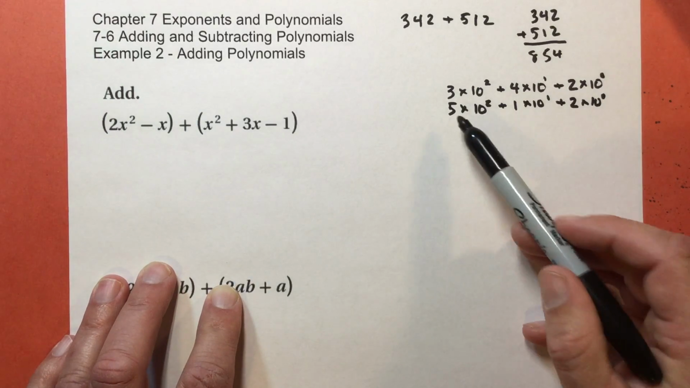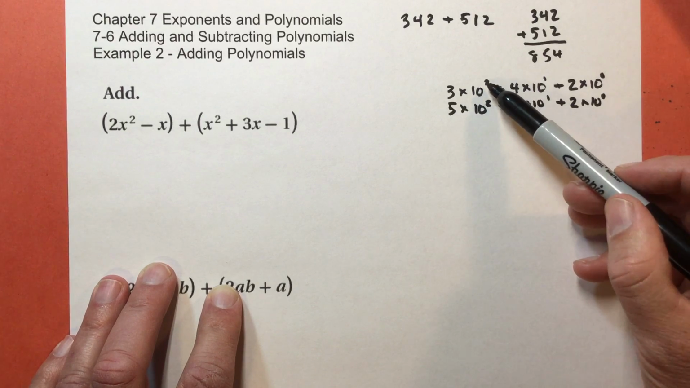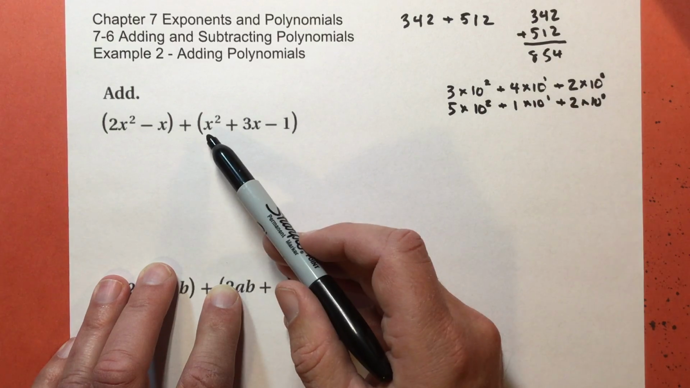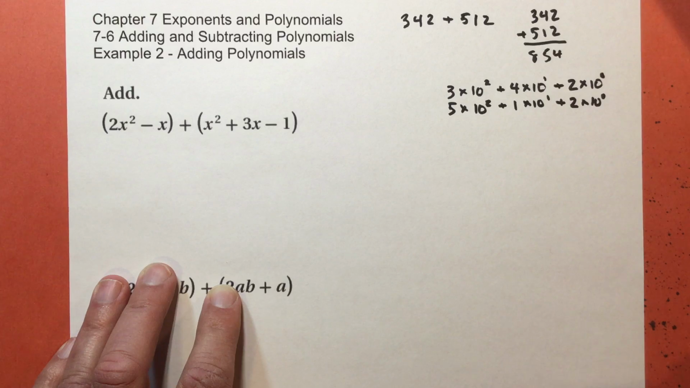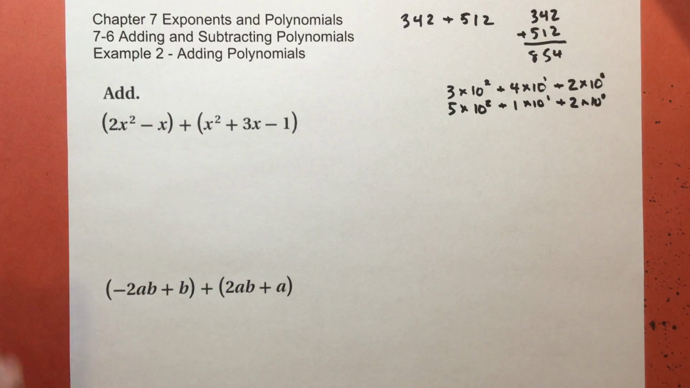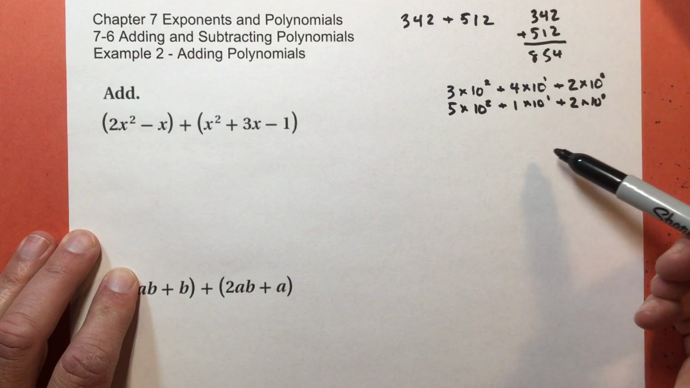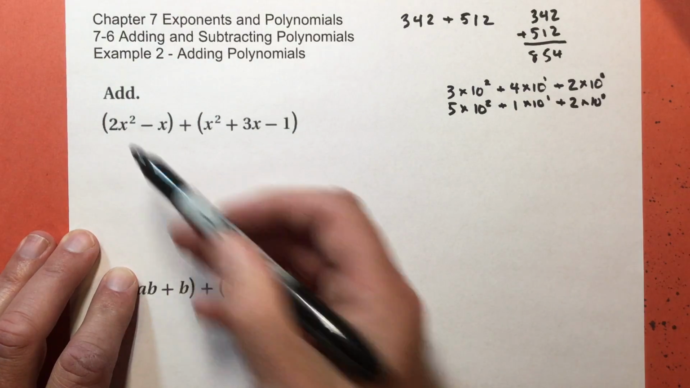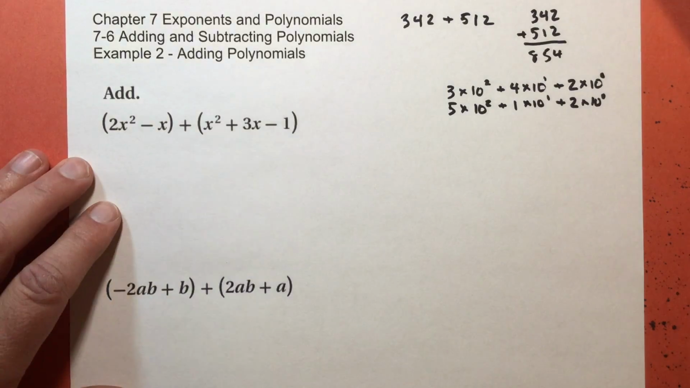And check this out. What I'm actually doing is adding like terms. The 10 to the second power is not the same as 10 to the first power. The only difference between this and what I'm going to do over here is, here I'm using 10, over here I'm using x. That's cool. So what I'm going to do with this problem is exactly the same as what you did here, except for what we call the base. The base here is 10, the base over here is x. The base is just going to change, but everything else is the same.